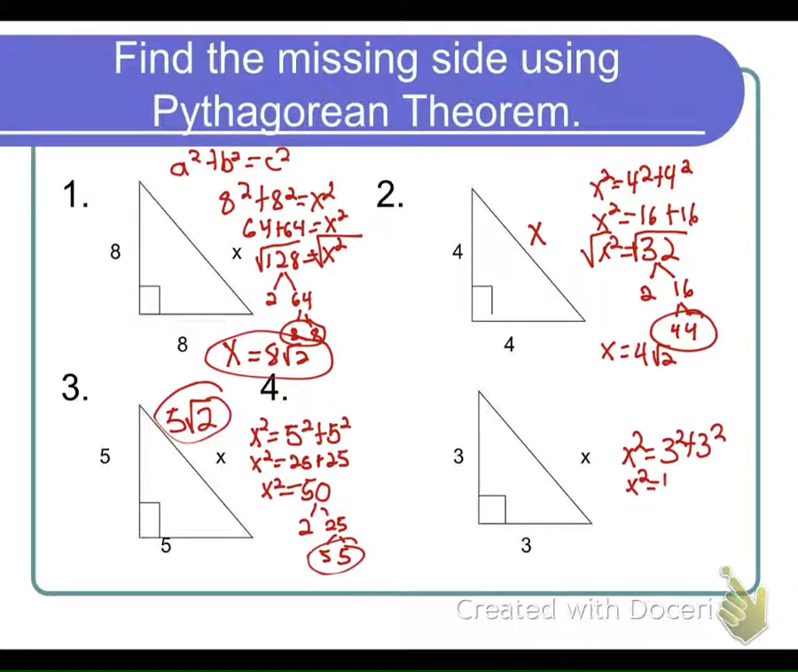And our last one, we have x squared equals 3 squared plus 3 squared. X squared equals 9 plus 9. X squared equals 18. 2 times 9. 9 goes to 3. Okay.